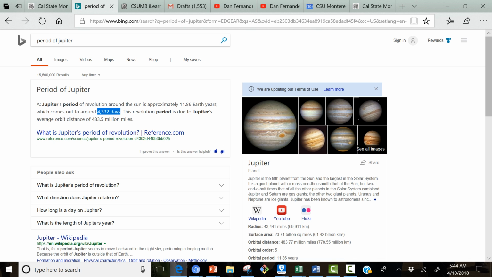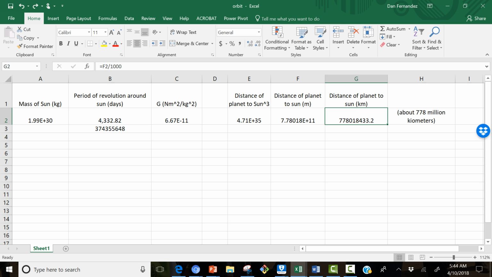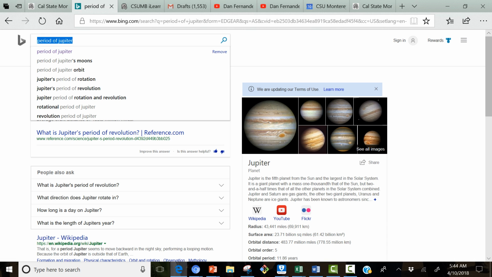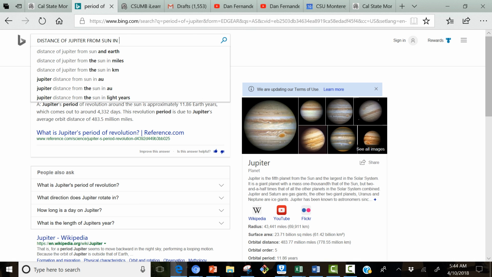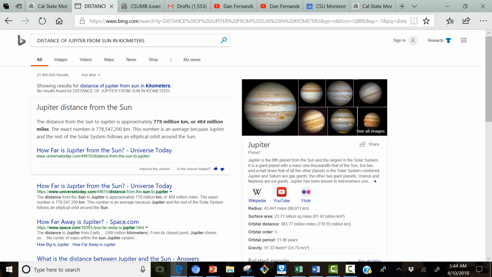This site tells me it's about 483 million miles. I calculated, oh, that's in miles. I need it in kilometers. There's the units issue. I'll go for distance of Jupiter from sun in kilometers. There we go. About 779 million kilometers.